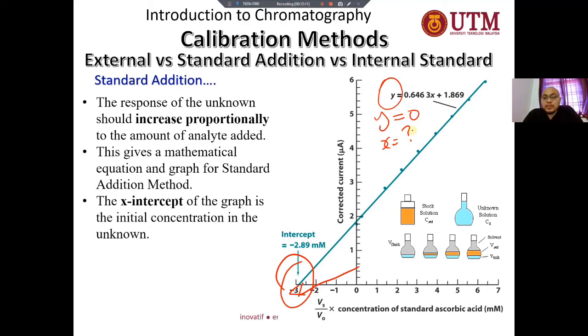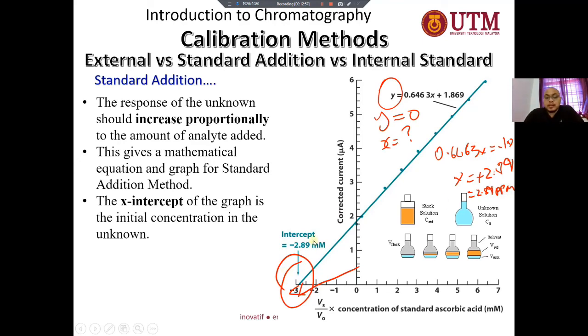If you do that, for example, in here you get 0.6463x equal to negative 1.8. So x equals, let me get my calculator, 1.869 divided by 0.646. So you get negative 2.89. You just need to change it to a positive sign, so it will be 2.89 ppm.